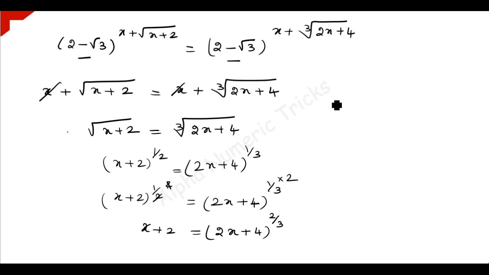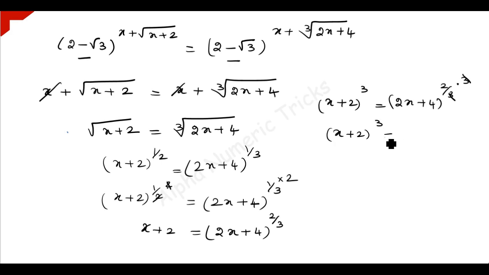So when you cube on both sides, you have x plus 2 whole to the power 3 is equal to 2x plus 4 whole to the power 2 by 3 times 3. We are cubing on both sides. These two terms get cancelled. So we have x plus 2 the whole cube is equal to 2x plus 4 the whole square. We try to solve this problem.